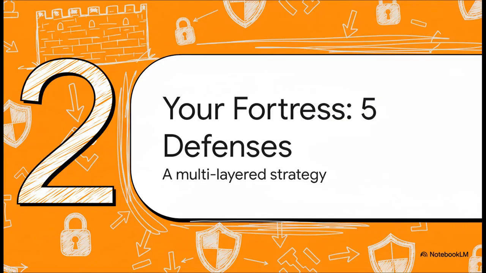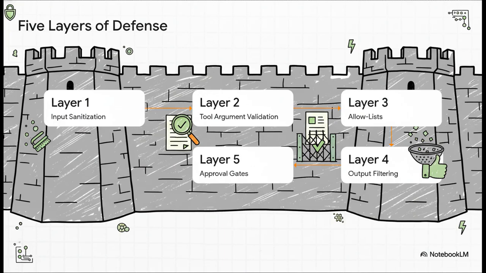So what's the solution? Well, there isn't one single silver bullet here. The answer is a multi-layered defense strategy. The best way to think about it is like we're building a fortress, with several different walls of security designed to stop an attacker at multiple points along the way. And here's the blueprint for our fortress. We have 5 main layers.